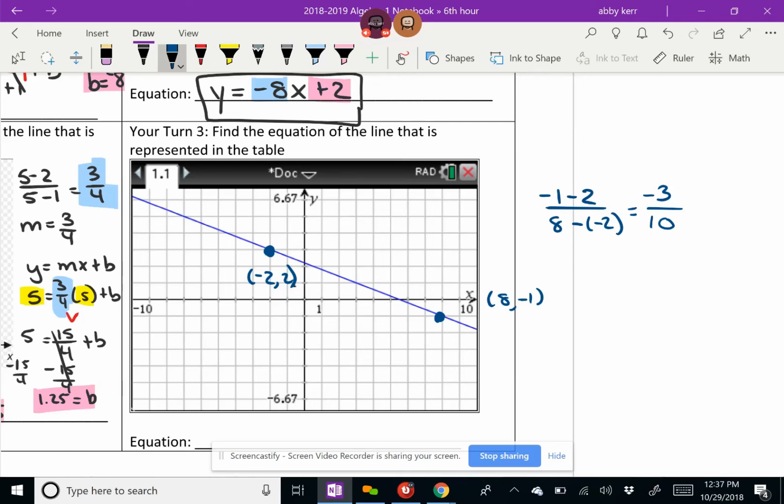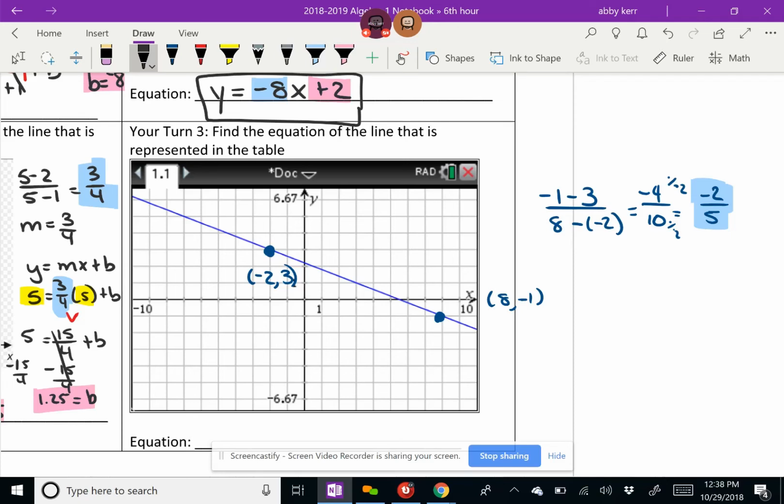Checking to see if I made a mistake somewhere. I feel like I did. So we have -1 minus... I see, right? So notice right here I made a mistake, a very common mistake. It's actually -2, comma 3. So then -4 over 10, which if you divide by 2, you're going to get -2/5, and that's our slope.